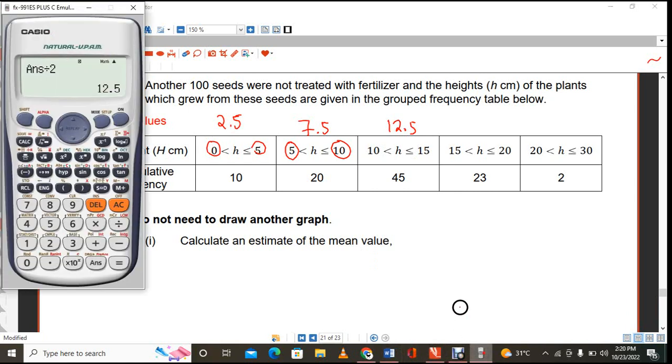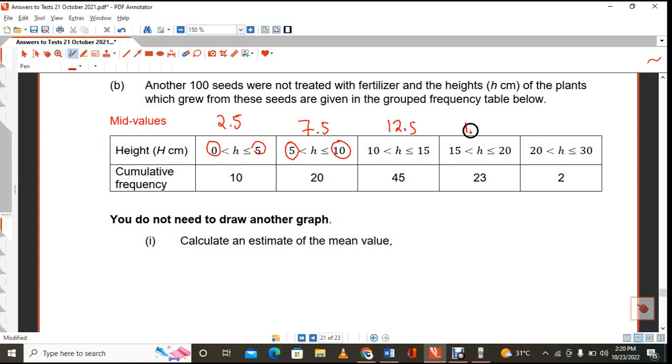Okay, the mid interval values are very important once you want to calculate the mean, and the mean is just an estimation. All right, so dividing that by 2 gives you 17.5 there. Okay, so 20 plus 30 is 50, half of 50 is 25. Now I have the mid values. So how do you calculate the mean, which is an estimation?